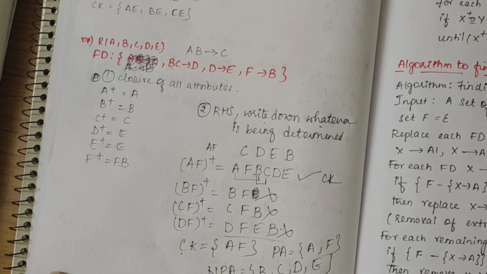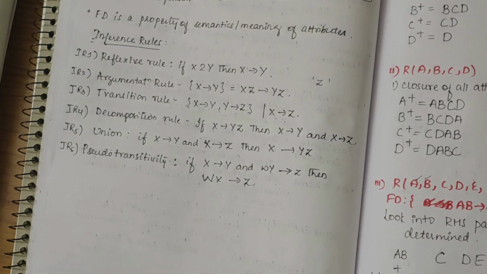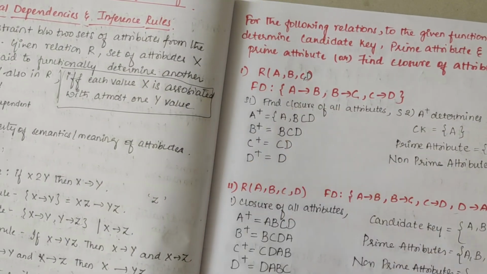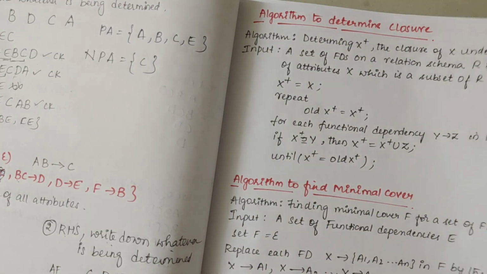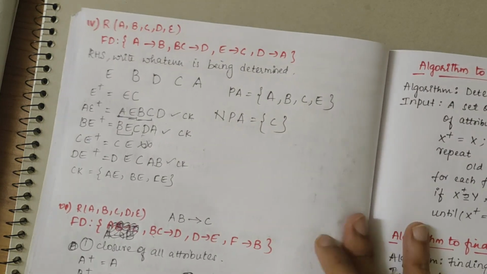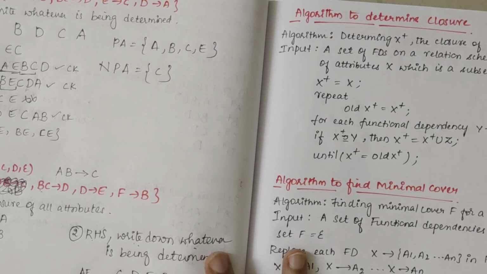So I'm done with solving questions on finding closure, prime attributes, non-prime attributes and candidate keys. These questions were taken from previous year papers. So I hope this concept is clear. Moving on to the next topic.